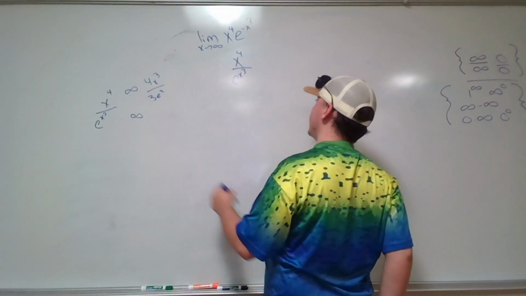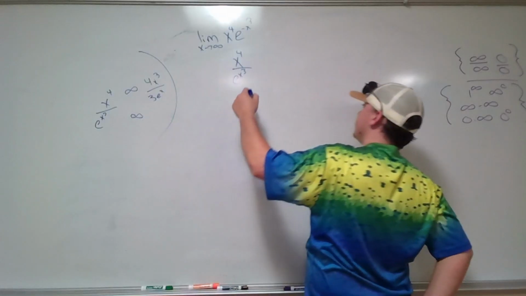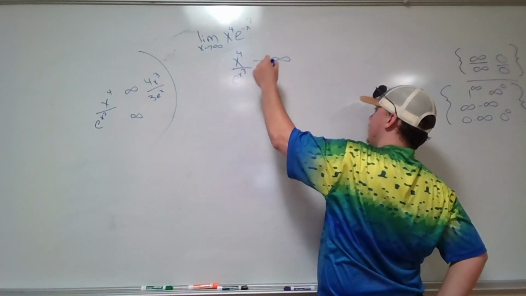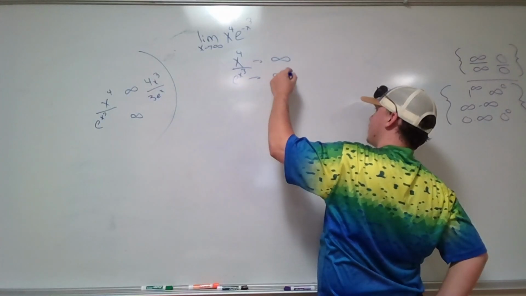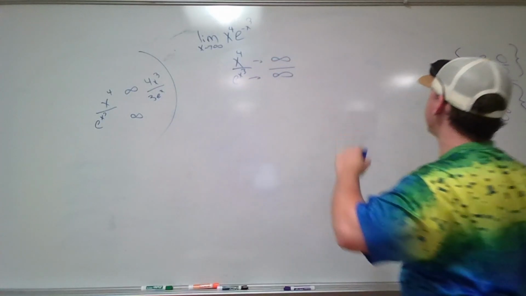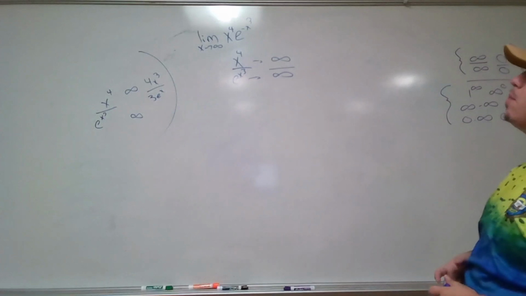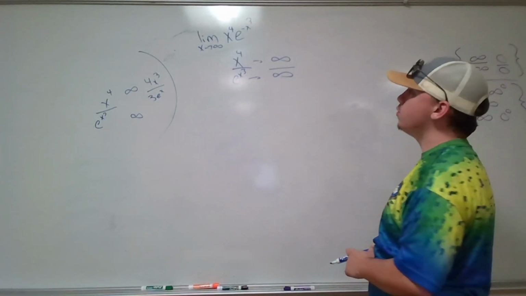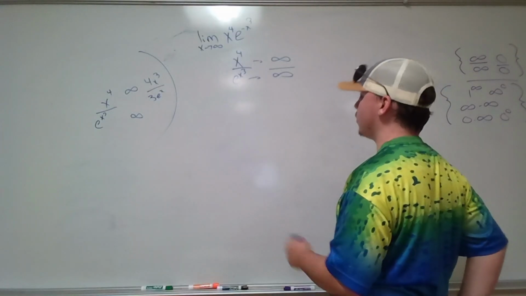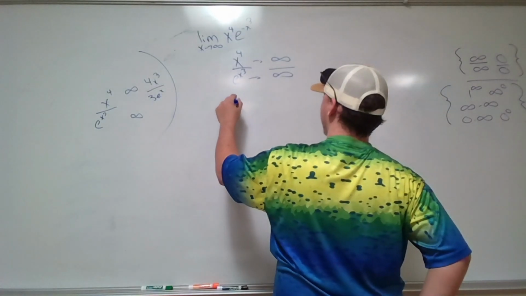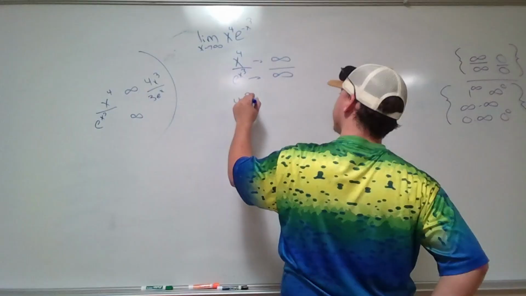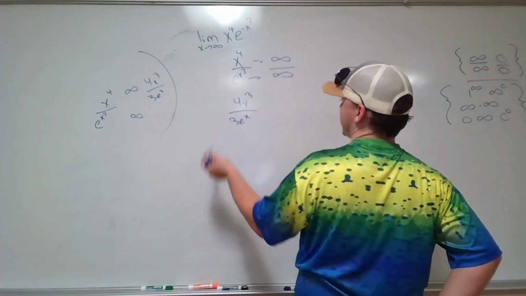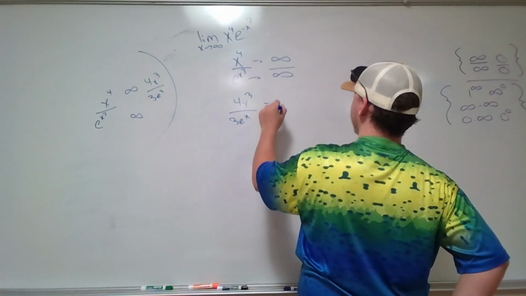We know that both of these are going to go to infinity as x approaches infinity. This is infinity, and this is also infinity. Easy. So we know our indeterminate form is pretty simple right now. But what is actually the limit? What we can do is take the derivative and get 4x cubed over 3x squared. That's still not what we need, because it's still infinity over infinity.